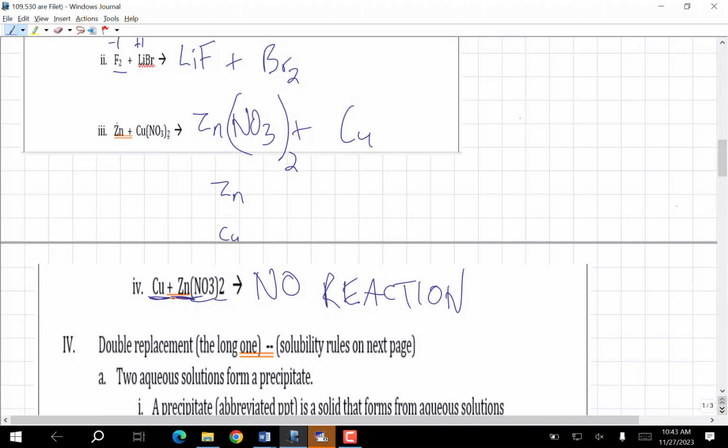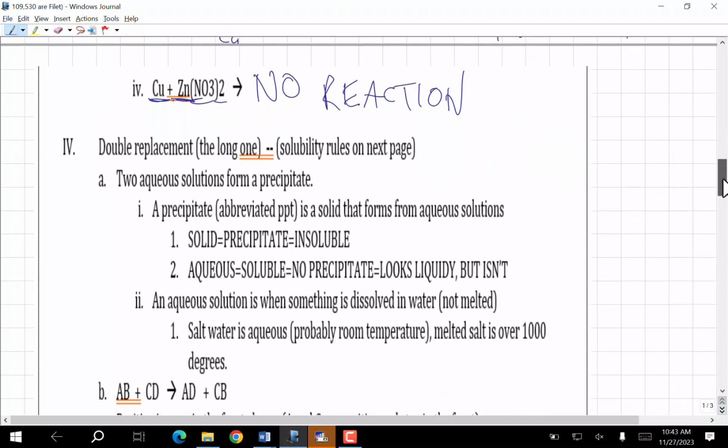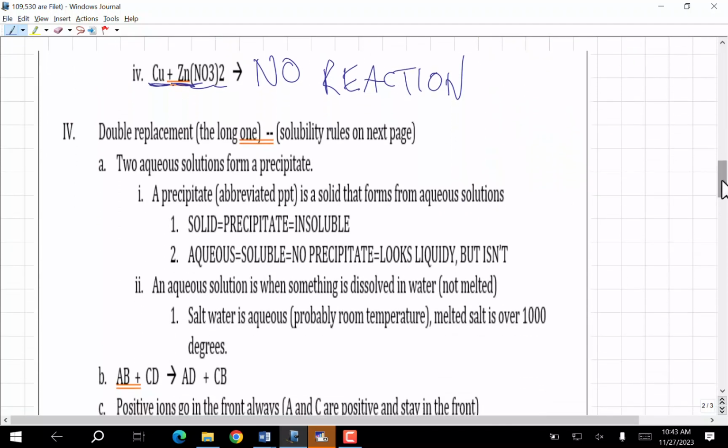Now, you don't have to say why, but it is true that Cu is below zinc, or it's less active than zinc. So how do we figure this out, by the way? That lab you're doing kind of right now in class. So that's it. Double replacement.